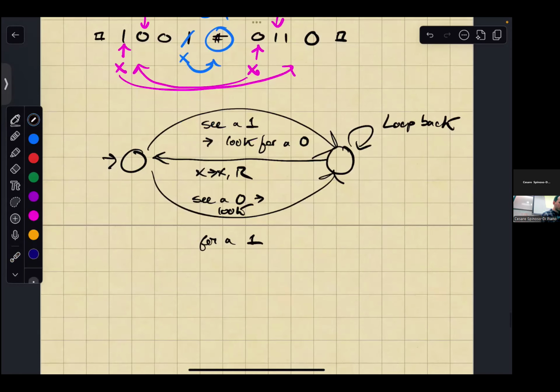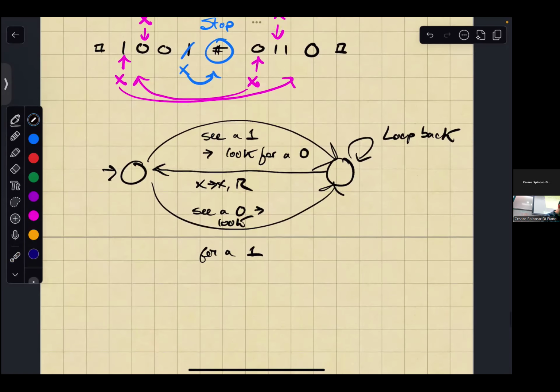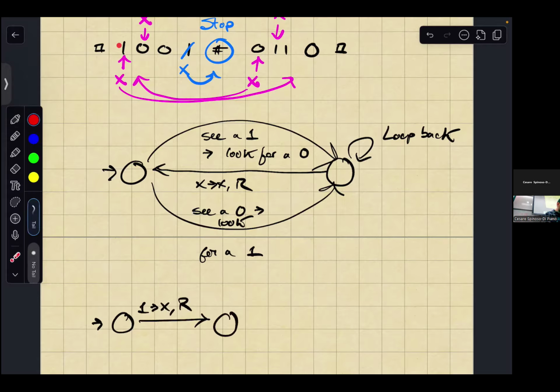So what is this going to look like a bit more concretely? So I'm here, and let's do the top branch. So if I see a 1, then I'll mark it with an X, and I'll move my pointer right. Then, okay, nice. I've seen this one. I've marked it with X.